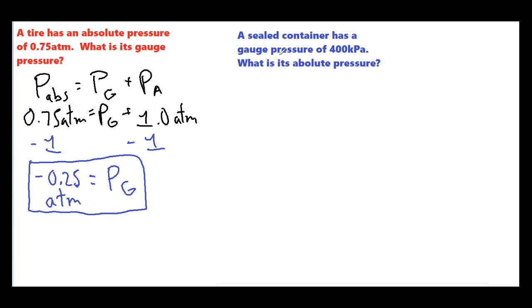We have a sealed container that has a gauge pressure of 400 kilopascals, so we're working with a different unit. And what is its absolute pressure? So again, the absolute pressure is taking a look at the sum of the gauge pressure caused by the fluid, which is some kind of gas or liquid. And then we also have the pressure of the atmosphere itself. So for this one, we have everything on the right side of our equation to find our absolute pressure.